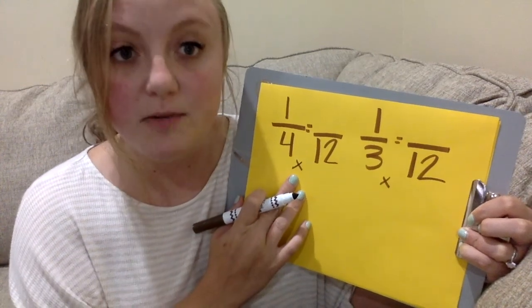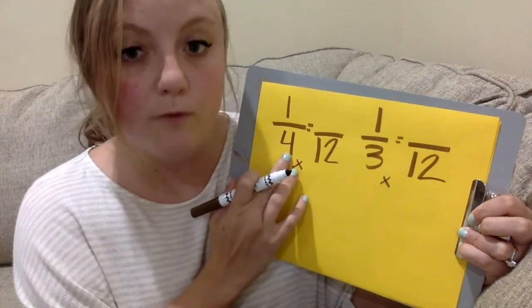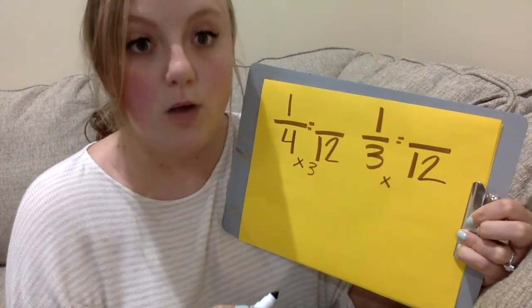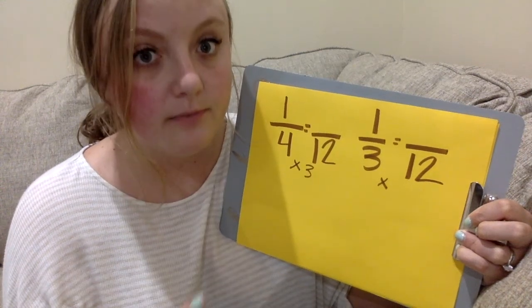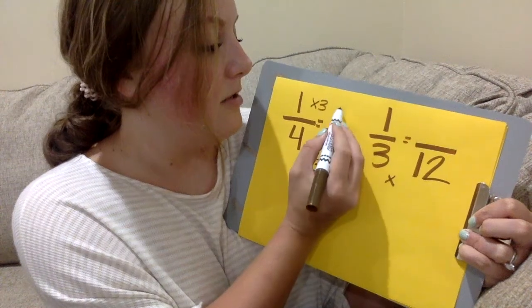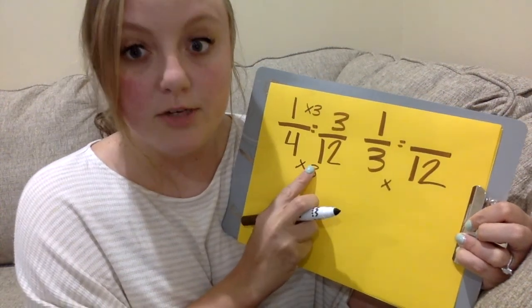Since I'm using multiplication, I'm going to remember my math facts and think to myself, okay, how do I get from 4 to 12? Well, I know that 4 times 3 is 12. And remember, whatever you do to the bottom, you do to the top. So that means I'm going to do 1 times 3, which is also 3. That means 1/4 is equivalent to 3/12.